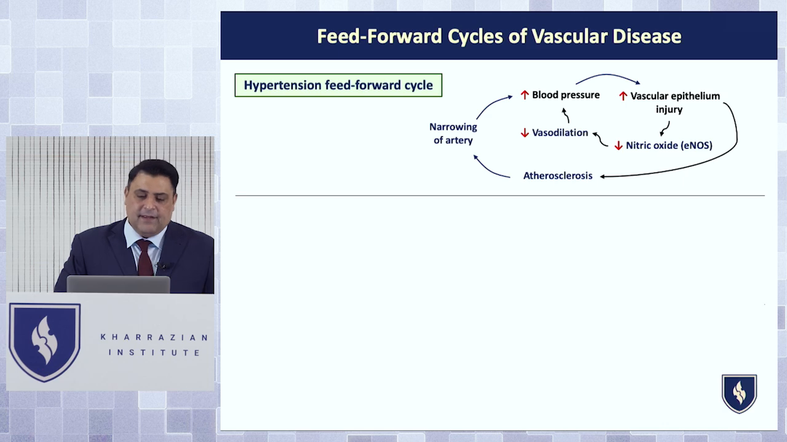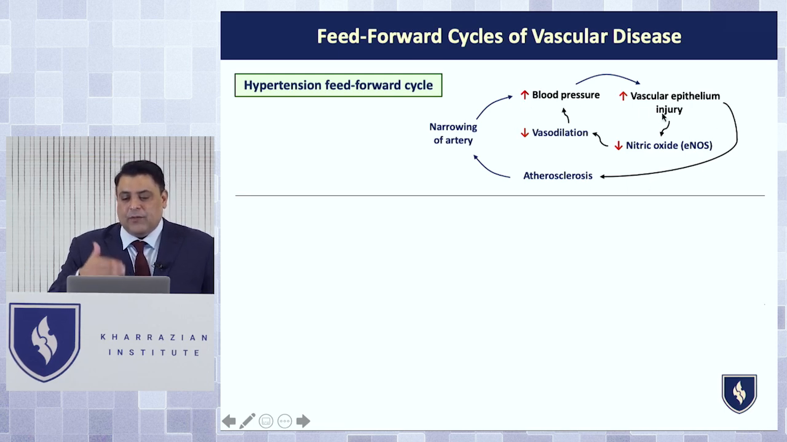So here you can see one of the mechanisms, which is the hypertension feed-forward cycle. There's high blood pressure that causes injury to the epithelium. Injured epithelium then can't produce nitric oxide. Then there's less vasodilation. Then there's more blood pressure. And then this injury to the epithelium causes atherosclerosis. Now you get permanent loss of these injuries. Now you get narrowing of the arteries, which then causes more changes in pressure. So you have more blood pressure. Now you have this vascular endothelium dysfunction.